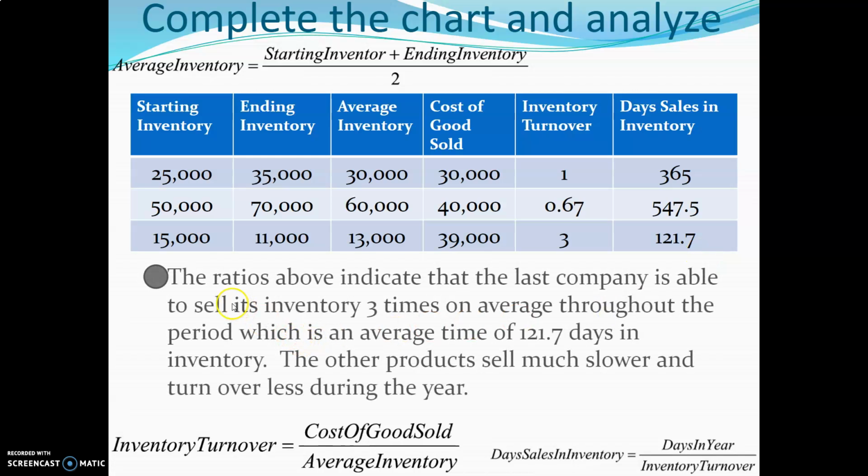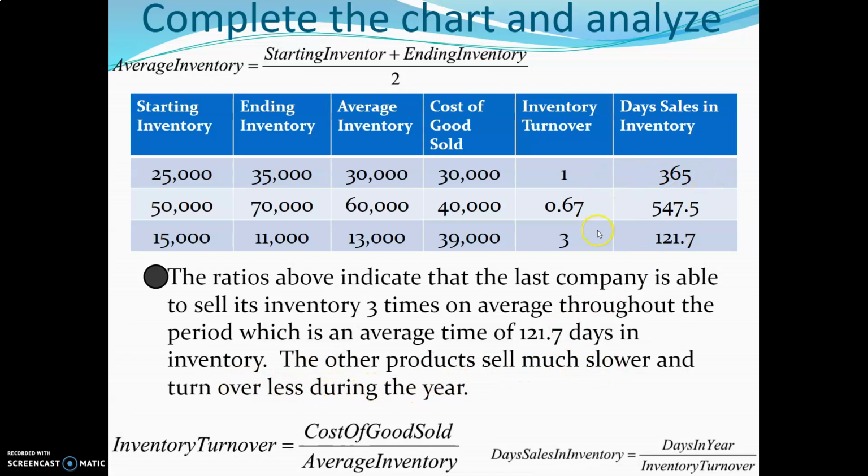So what exactly do we see? The ratios above indicate that the last company, this one right here, is able to sell its inventory 3 times on average throughout the year, which is an average of 121.7 days in inventory. So essentially, if you had inventory right now, and you were this company at the very bottom, it would take you about 121.7 days to sell all of that material, whatever is there, and it's all gone. The other products sell much slower and turnover is less during the year.